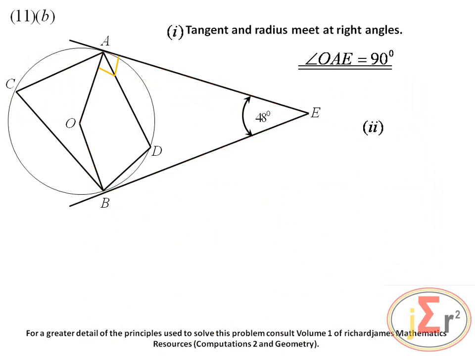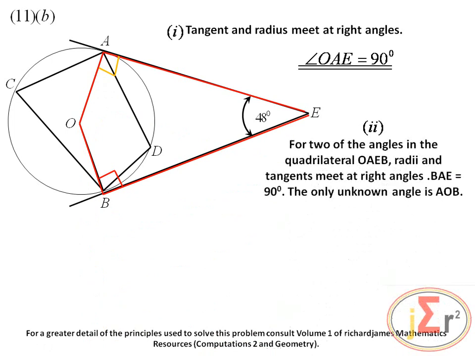What about the other one? AOB. Well, there are many ways that we can look at it, but let's see what this particular solution is making use of. For two of the angles in the quadrilateral OAEB, radii and tangents meet at right angles. So BAE is equal to 90 degrees. The only unknown angle is AOB.